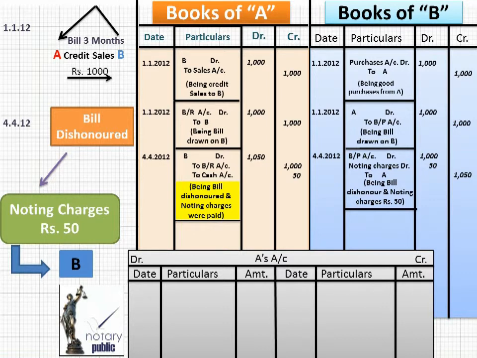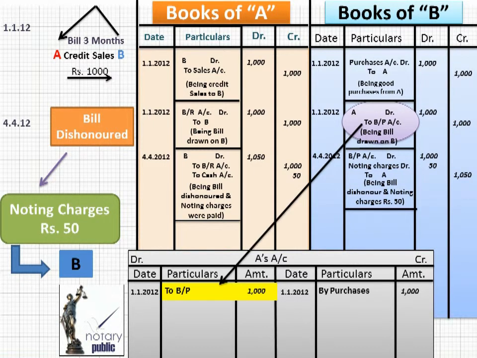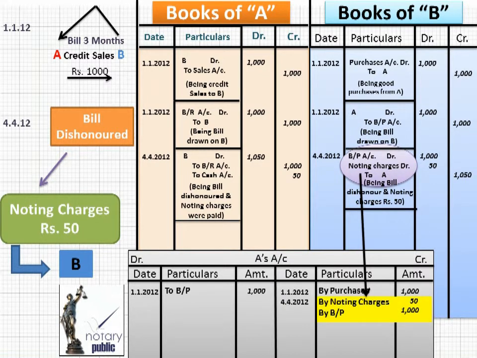So let's make A's account in the books of B on the basis of all these journal entries. First of all, purchases to A. A has been credited by rupees 1000. Come to A's ledger, by purchases rupees 1000. Then A to BP. A has been debited. So do the debit posting in A's account to BP rupees 1000. Then A was credited by rupees 1050. So come on credit side, by noting charges rupees 50, by BP account rupees 1000. So to balance, c/d 1050. Total on both sides 2050.